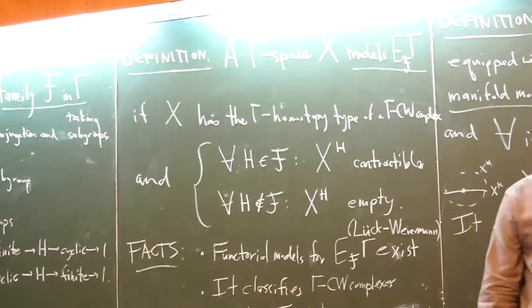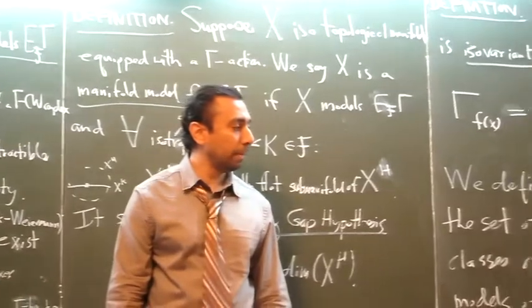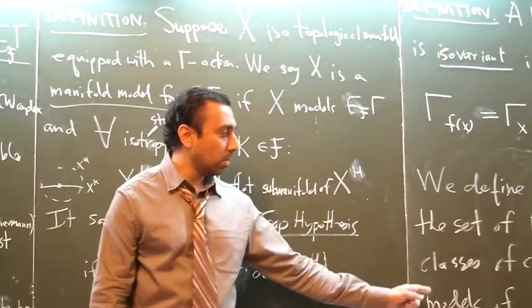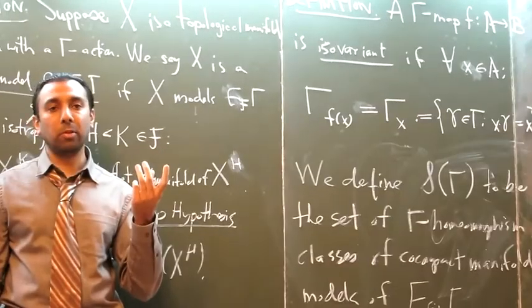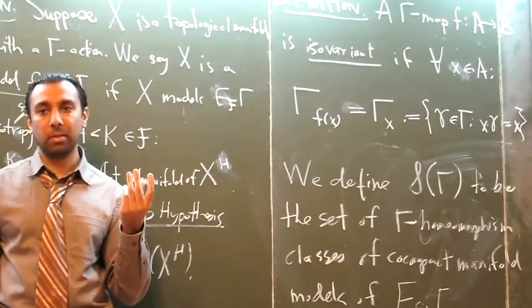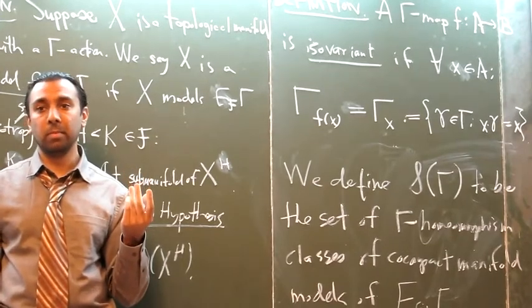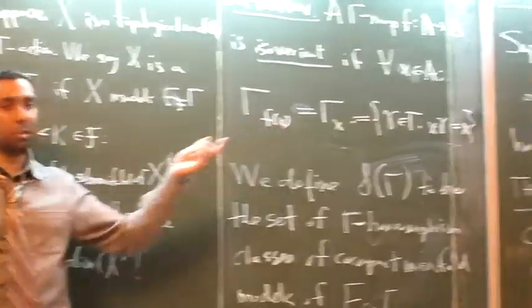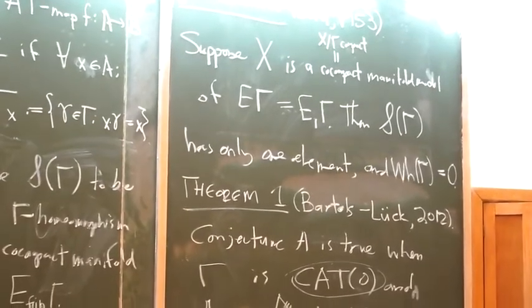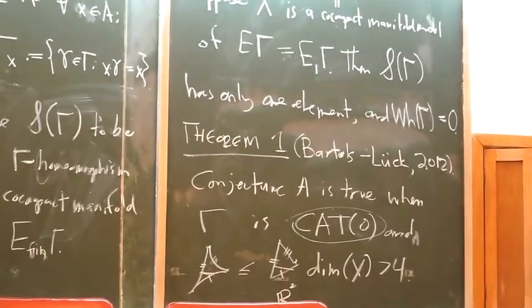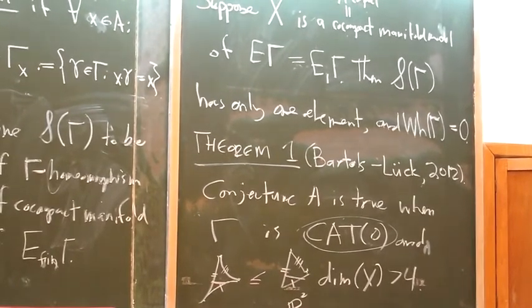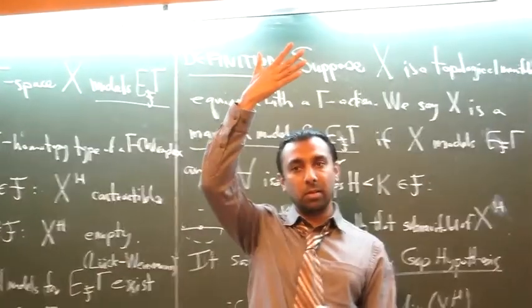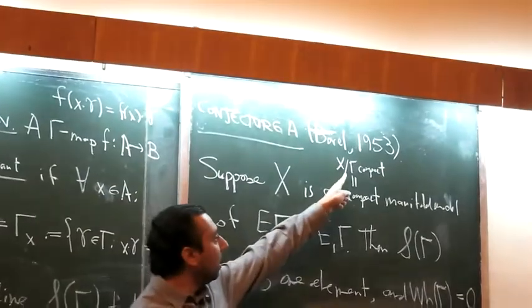And the statement is that S of gamma is the set of all homeomorphism classes of cocompact manifolds. So there's only one manifold model for E gamma up to homeomorphism. This is what that conjecture is saying. It is a closed compact manifold without boundary. Well, you look at the universal cover. This is a statement about the universal cover, but you can divide and look at the quotient.